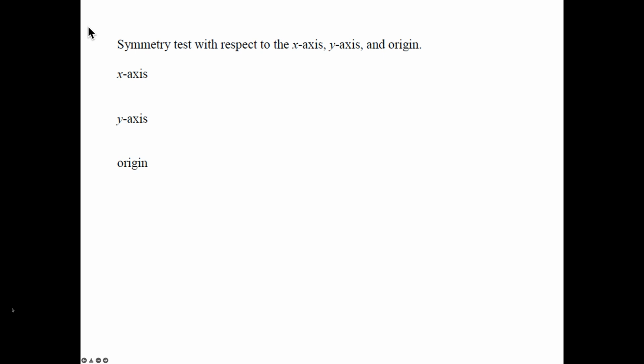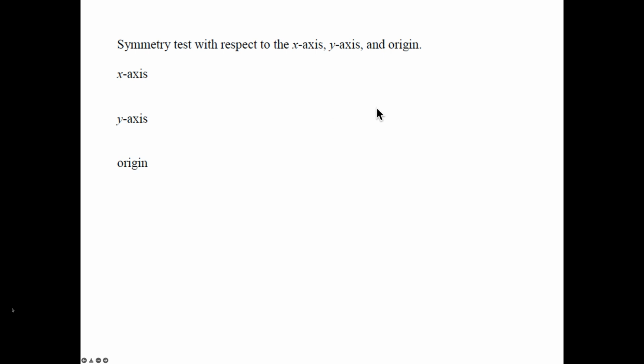So our symmetry test was going to be with respect to the x-axis, meaning we're going to flip it over the x-axis. We're going to flip it up and down. And if it looks the same, then it's symmetrical to the x-axis. The y-axis, we're flipping it over the y-axis left and right. And it's symmetrical to the origin means you're going to spin the graph, and we're going to turn it until it looks the same again.